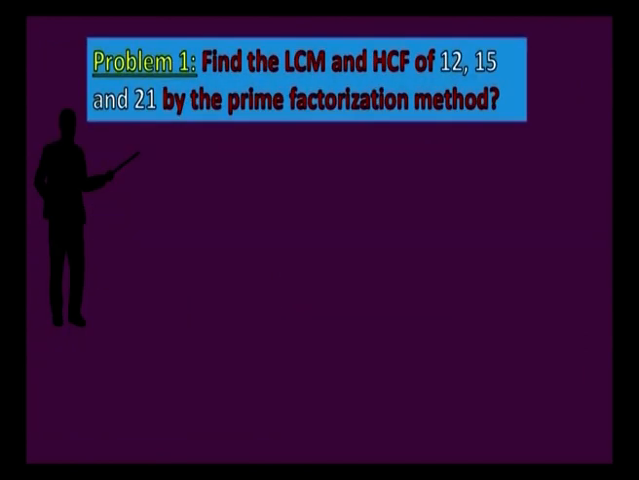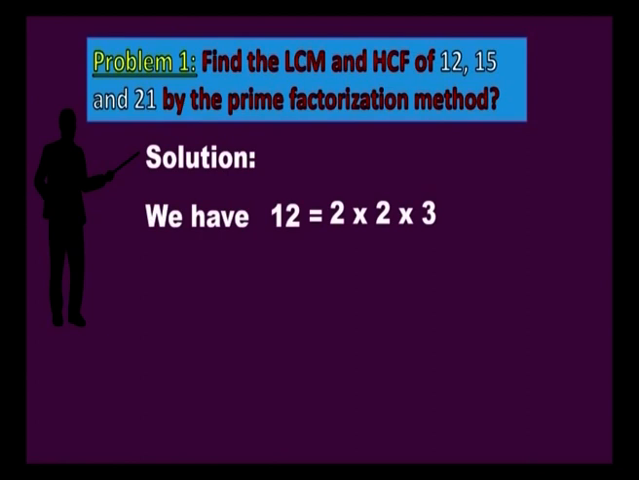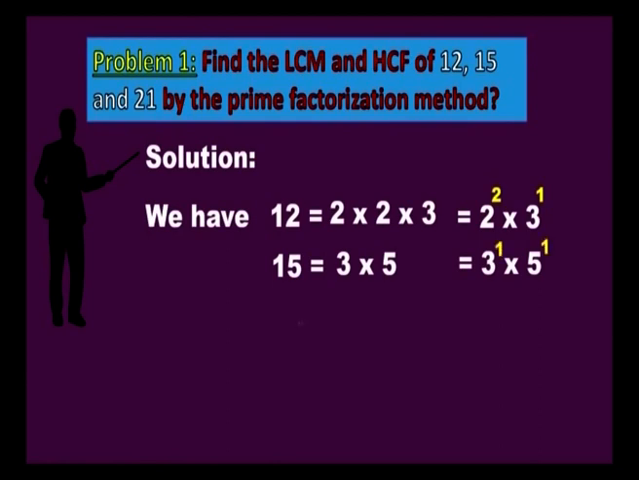Now let us take one more example. Find the LCM and HCF of 12, 15 and 21 by the prime factorization method. So we have 12 equal to 2 into 2 into 3, which can be written in power form as 2 square into 3 power 1. And 15 I can write as 3 into 5, in power form 3 power 1 into 5 power 1. And 21 is equal to 3 into 7, which can be written as 3 power 1 into 7 power 1.